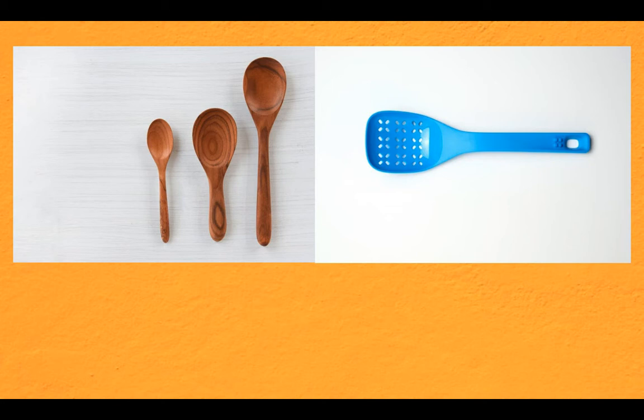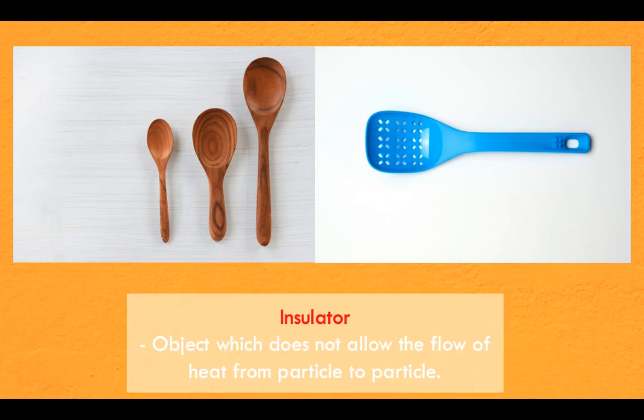You may notice your mom or your dad, when they are cooking, use a wooden spoon or a plastic one. Plastic and wooden objects are examples of insulators. Insulators are those objects which do not allow the flow of heat from one particle to another particle.